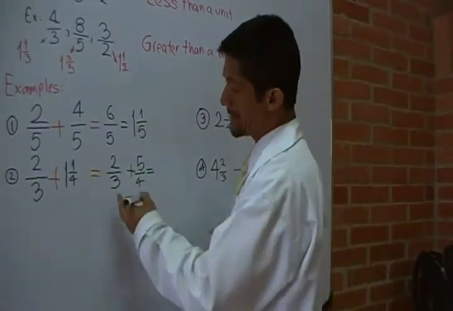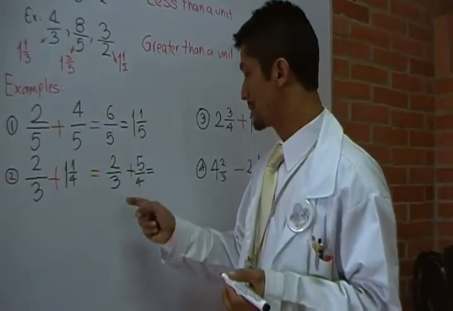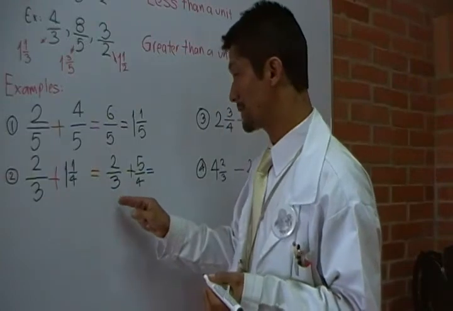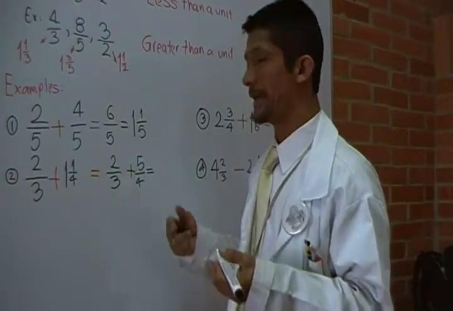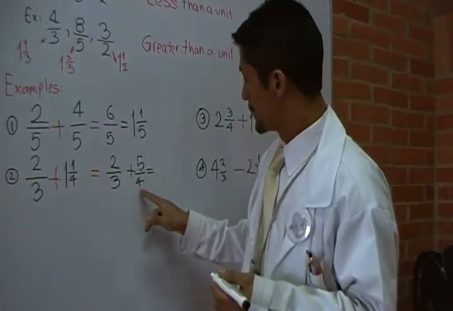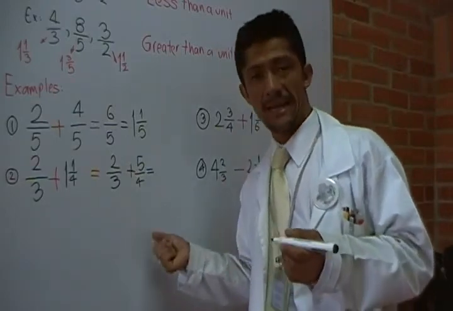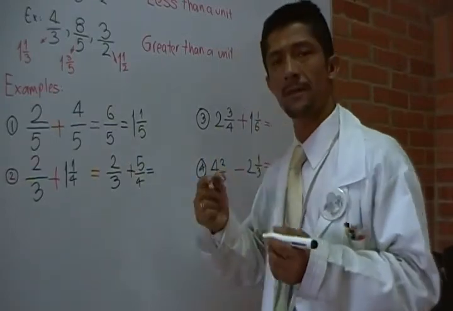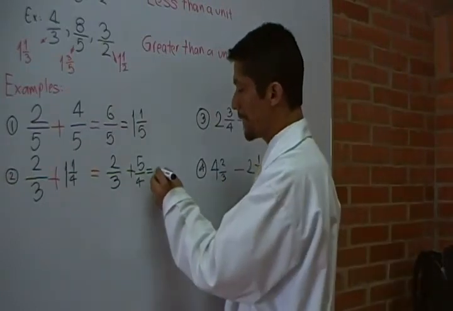So if we make a list of multiples of 3, those are the multiplication products, the multiplication results. So the multiples of 3 are 3, 6, 9, 12, 15, 18, 21, etc. The multiples of 4 are 4, 8, 12, 16, 20, etc. So we can see that the least common multiple for 3 and 4 is 12.